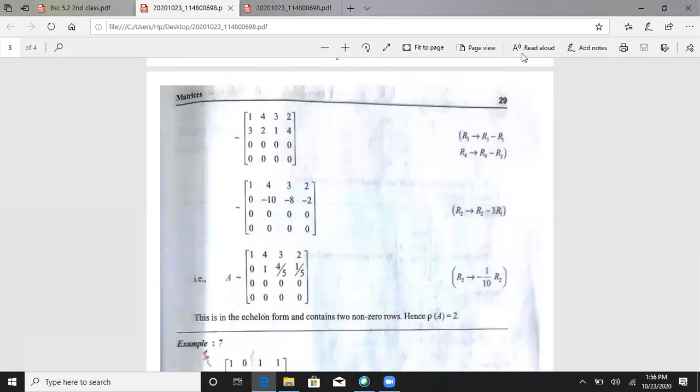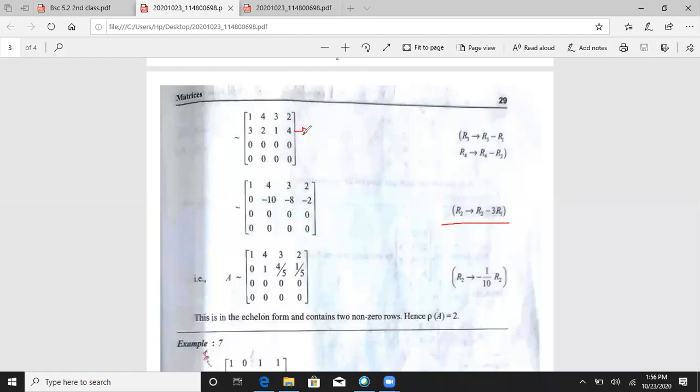Another operation is there. Here 2 is there. Here minus 10. Okay. Next operation, that is R2 equal to R2 minus 3R1. This one. R2 equal to R2 minus 3R1.